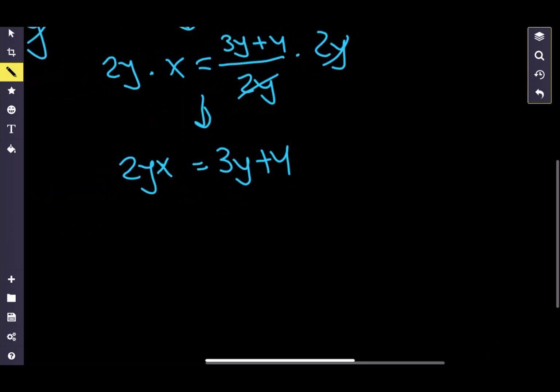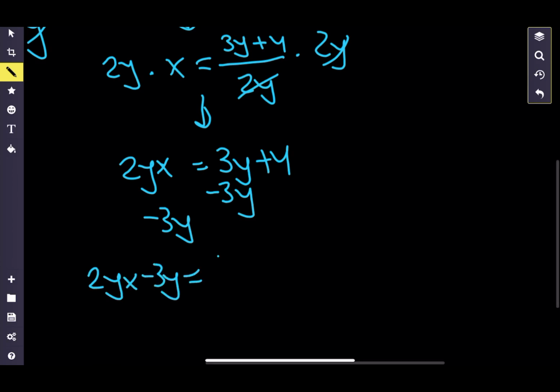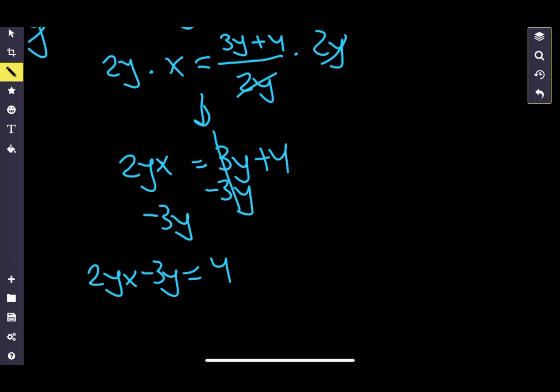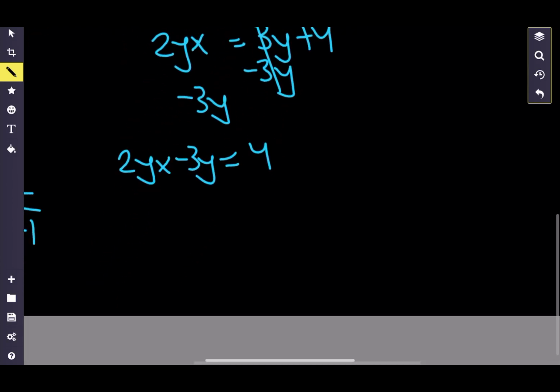Third step, get the y's to one side. So I want to shift this y to this side. Subtract 3y, and I'm going to get 2yx minus 3y is equal to 4, because this cancels out. Next step, factor out y, because there's a y here and a y here. So let's factor out this y, and we're going to get y times 2x minus 3 is equal to 4.